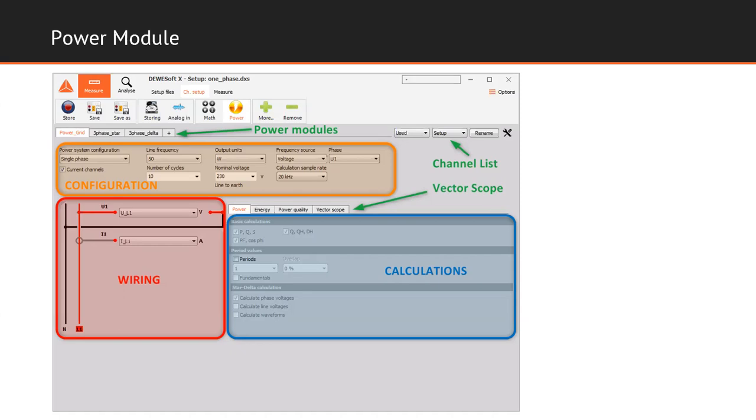The nominal voltage should be about the nominal voltage we are measuring, and we can use the sample rate divider inside the power module. Then there are the different wirings, and we have basic calculations and some power quality and energy calculations, which we go into in more detail. I will show you this in the software. So let's switch over to the software.